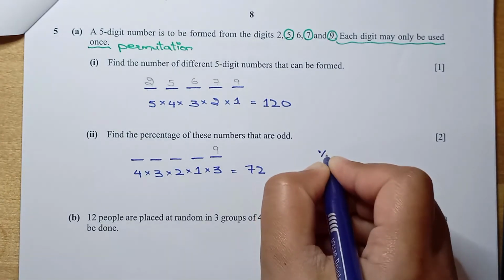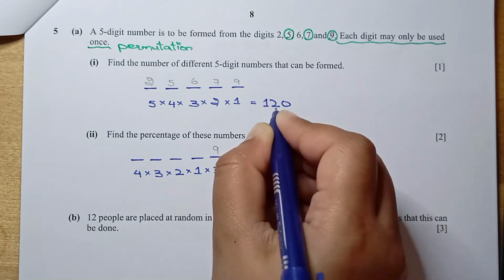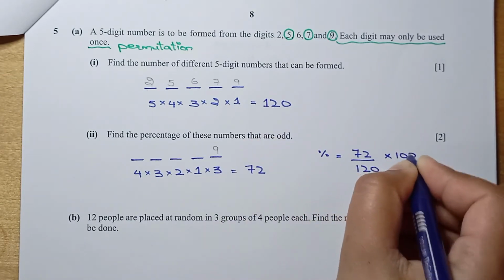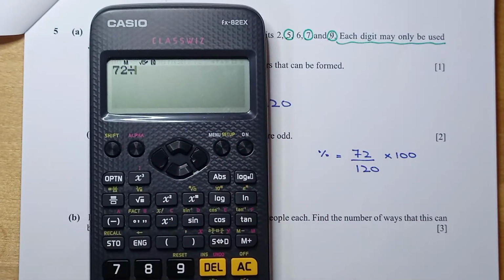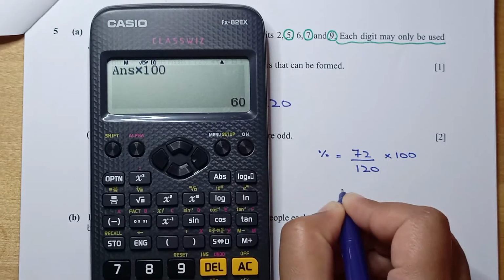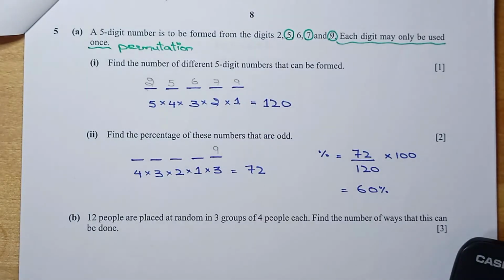Now we need to find the percentage of these numbers that are odd. So for percentage, we can say how many are odd, 72, dividing by the total, that is 120, and multiplying by 100, because we are dealing with the percentage. So 72 divided by 120 times 100 is 60%. 60% of these numbers are odd.